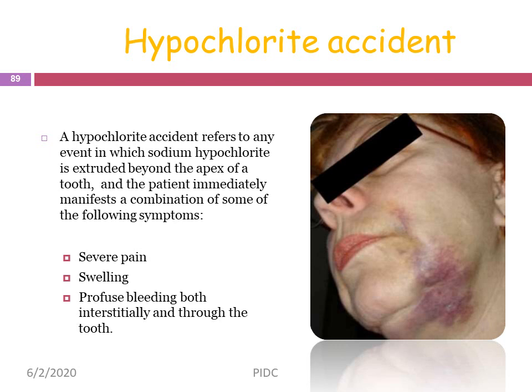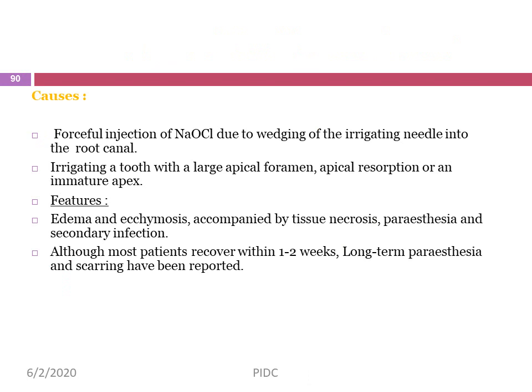And of course, you can never push sodium hypochlorite beyond the apex, because the patient will immediately complain of the following symptoms if the sodium hypochlorite has gone beyond. So the patient will have severe, excruciating pain. The patient will immediately develop swelling and discoloration, as you can see, because of the bleeding in the interstitial tissues, and the patient will also show discharge from the tooth as well. So sometimes you can see the bleeding through the canal as well if the bleeding is really severe. So in such cases, how are you supposed to manage the tooth?